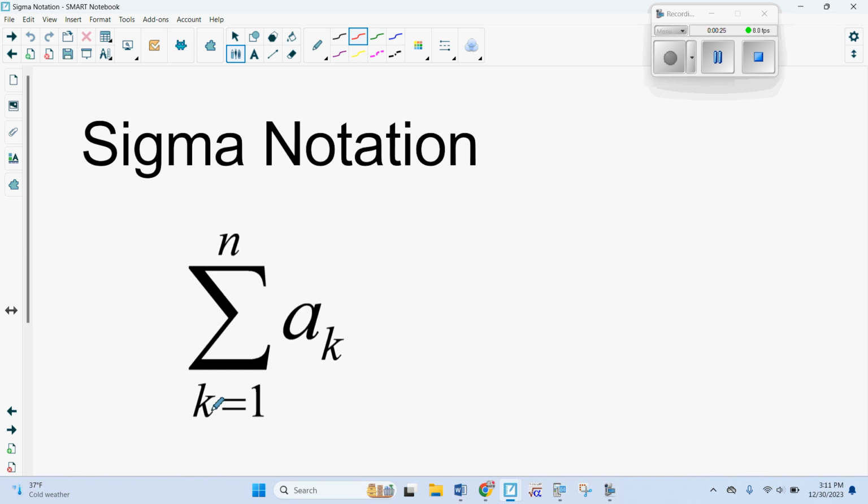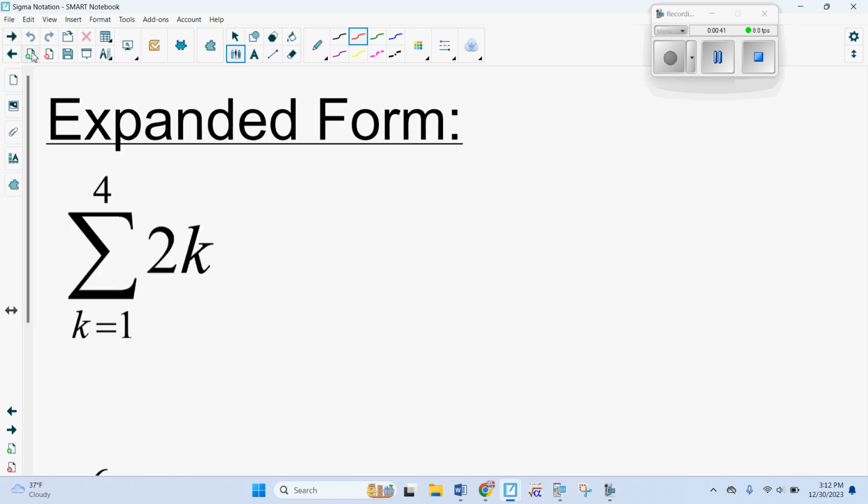Everything we're going to look at here is usually going to go from k equals 1 to n. So we start at 1, n tells us the number of terms, and a sub k is our formula. Now, we will look at a few examples here where we don't have k equals 1. When we get into the bulk of this, we'll always start at 1.